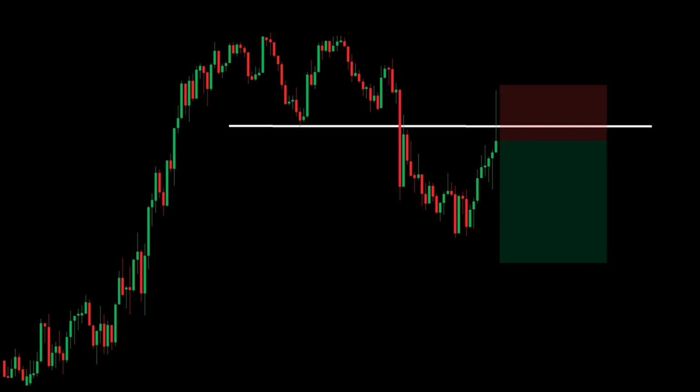Place your entry after the pin bar closes above its high. Your stop loss should go right above the wick. Aim for the next major support level as your take profit. As you can observe, after the retest and rejection at the neckline, the market moved lower, confirming the trend reversal and giving us the early entry into a new downtrend.